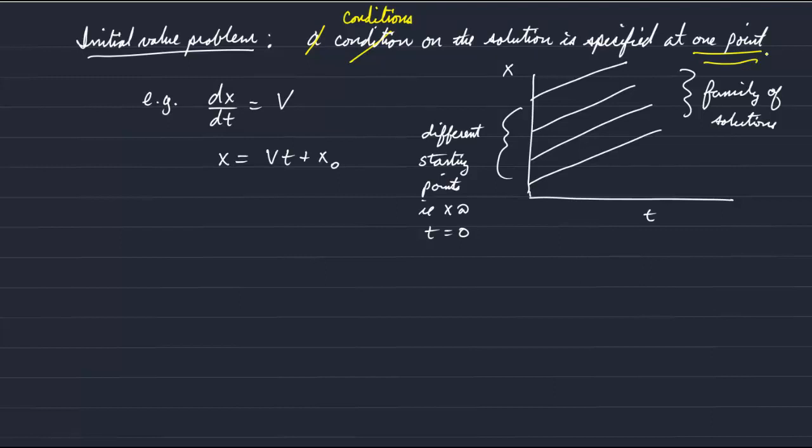Now, if that one point happens to be at the start of the calculation, or the start of the simulation, then that would describe the initial condition for an initial value problem. That contrasts with the next definition, which is a boundary value problem, which is a problem in which conditions are specified and met at more than one point.